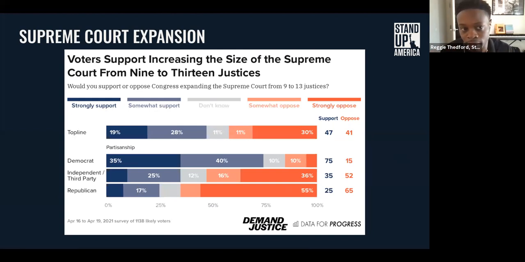If we look at Supreme Court expansion, voters support increasing the size of the Supreme Court from 9 to 13. Now, the difference is not as big as the For the People Act, but as you can see, a majority support rather than oppose Supreme Court expansion. And some may wonder, why 9 to 13? Easy way to explain that is that there are 13 circuits, and the Supreme Court justices should align with the number of circuit courts that we currently have. Next one.